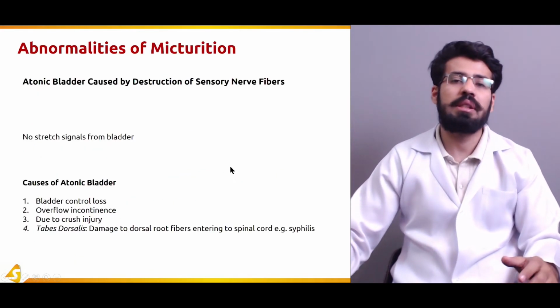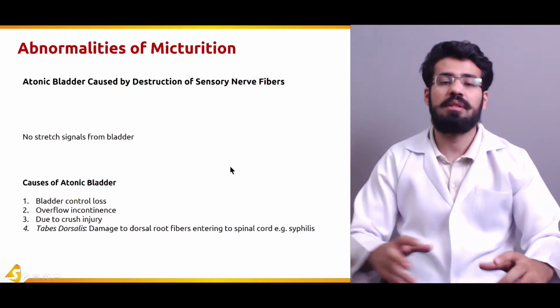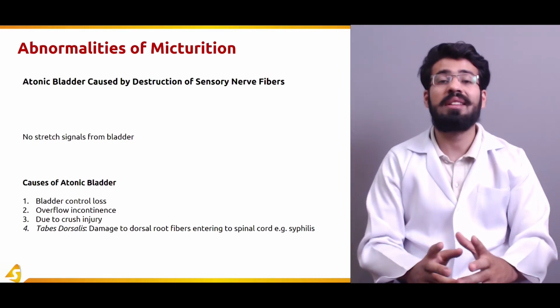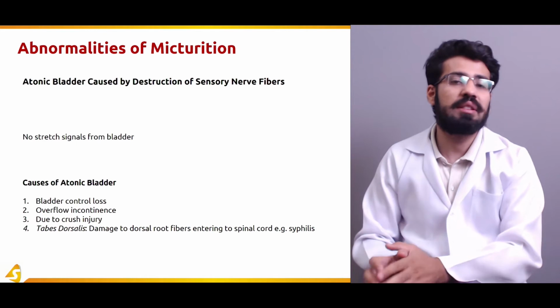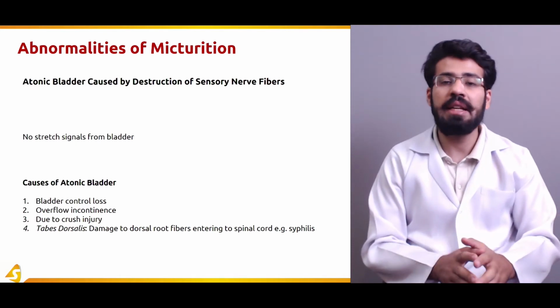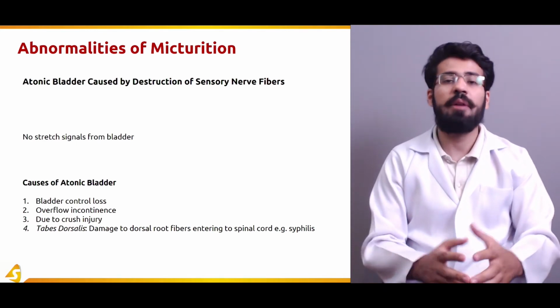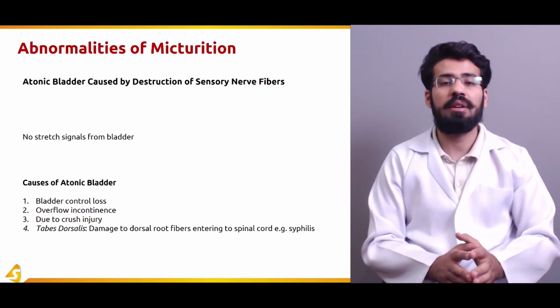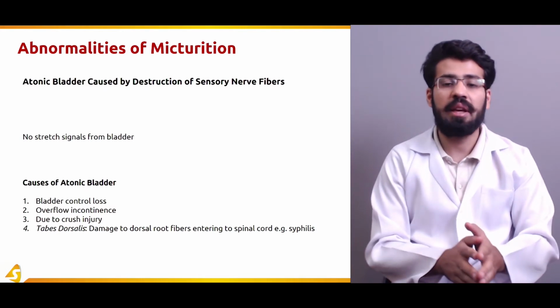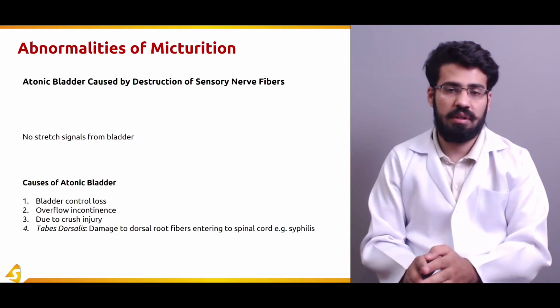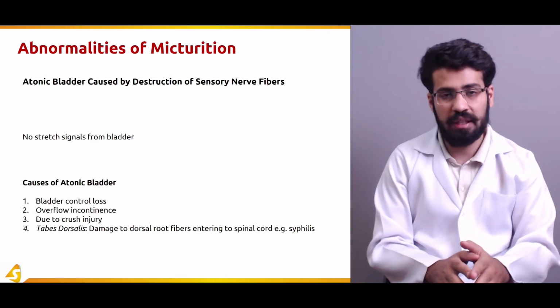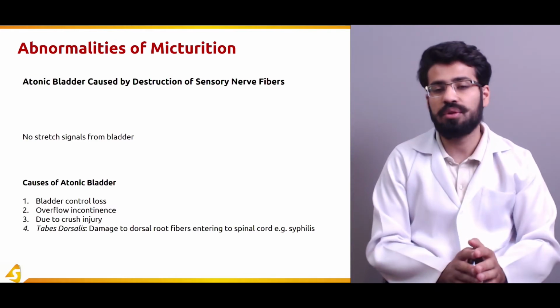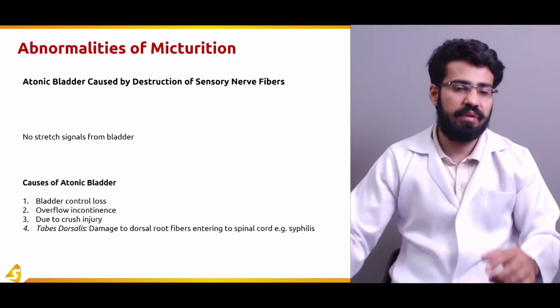Now we are going to discuss the abnormalities of micturition. Because it's an autonomic reflex system, any injury or abnormalities to the spinal cord can result in abnormalities of micturition if that particular portion of the autonomic nervous system or that portion of the spinal cord is affected.